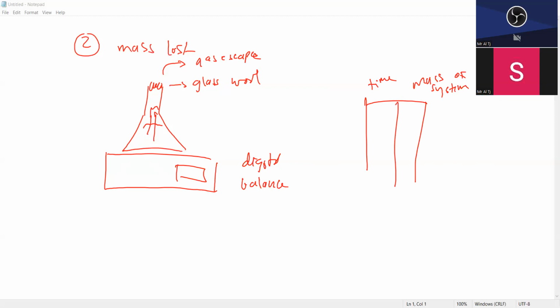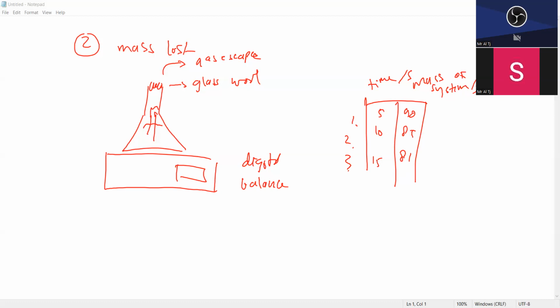We are expecting the mass of the system to decrease over time because the reaction is going to produce gas that escapes. Let's say this is 5 seconds, 10 seconds, 15 seconds, and you say, oh, it's 90 grams, and then 85, and then 81, etc. From the raw data here, we can work out the rate of reaction using some calculation.